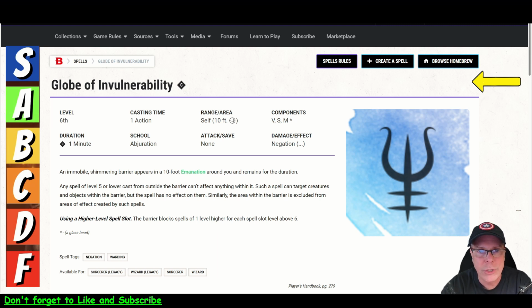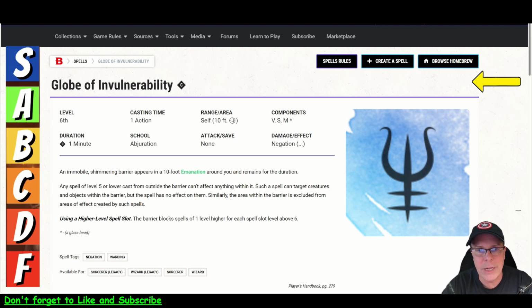2024 version. So, still a 6th level spell, still 1 action, still self, still 10-foot radius, still the same components, still a minute, still concentration, still abjuration. So, an immobile shimmering barrier appears in a 10-foot emanation, that's a new term for 2024, around you and remains for the duration. Any spell of 5th level or lower cast from outside the barrier cannot affect anything within it. Such a spell can target creatures and objects within the barrier, but the spell has no effect on them. Similarly, the area within the barrier is excluded from areas of effect created by such spells.